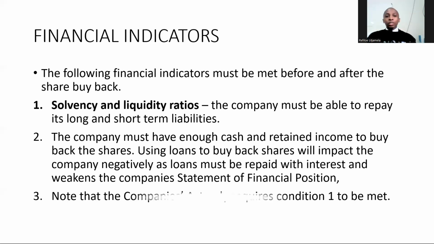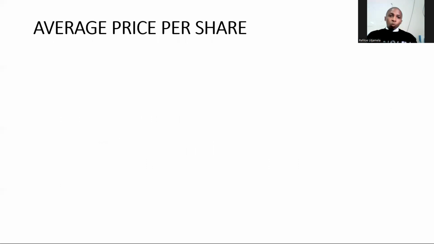And note that the Companies Act only wants condition one to be met, which is your solvency and liquidity ratio. Now, what is the average price per share? I spoke about it earlier on. The average price per share is simply a good estimate of the original cost price of the shares. Remember, the cost price is simply what it cost the shareholder to buy those shares for us to have capital.